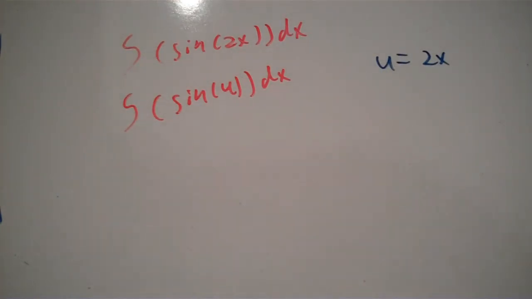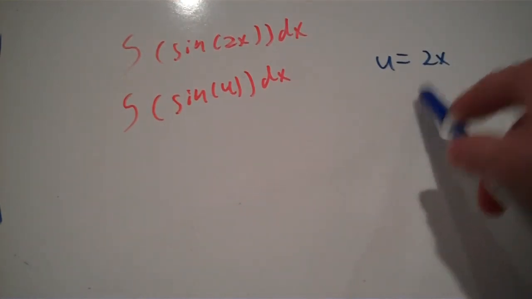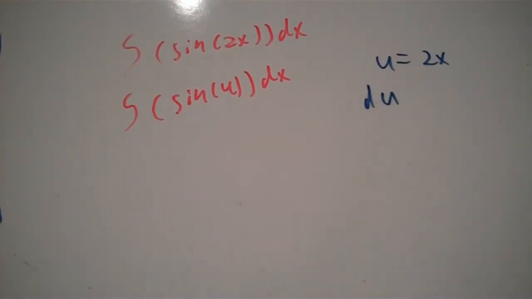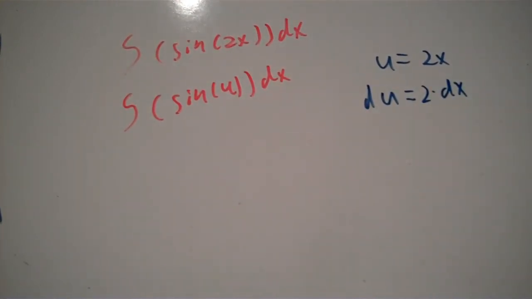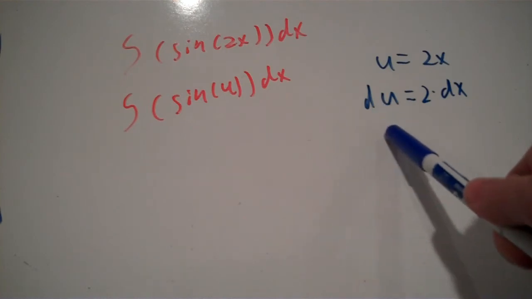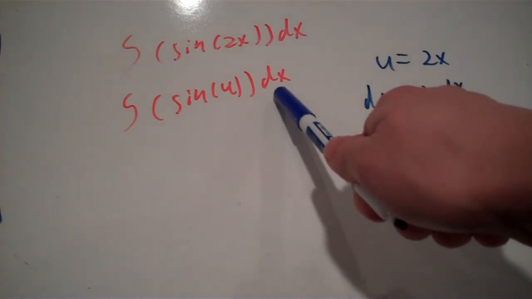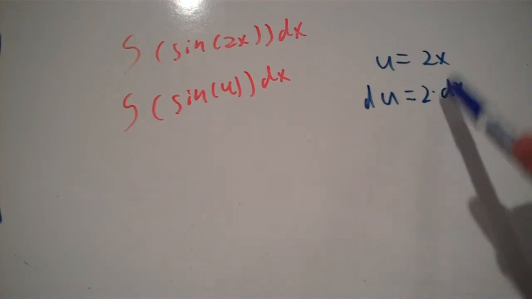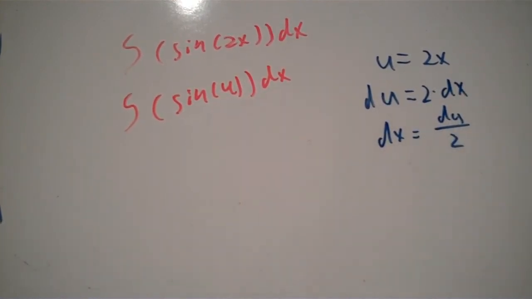So, to do that, we're actually going to use some derivatives. So, looking at this equivalency, we're going to take the derivative of it. So the derivative of u is simply du, and the derivative of 2x is 2 times the derivative of x. Now, notice here we have our du, which is what we want, and we have our dx, which we can use to get rid of this dx. So, to do that, we are going to divide both sides by 2 to get this dx alone. So we have dx equals du over 2.